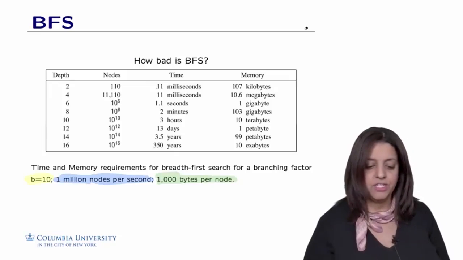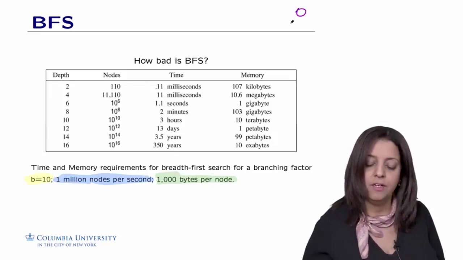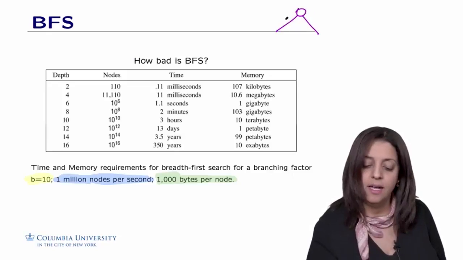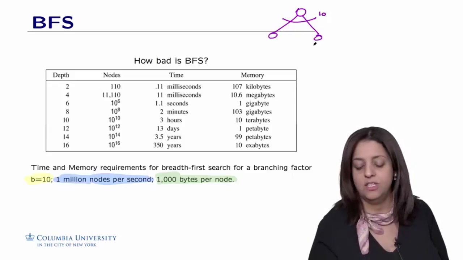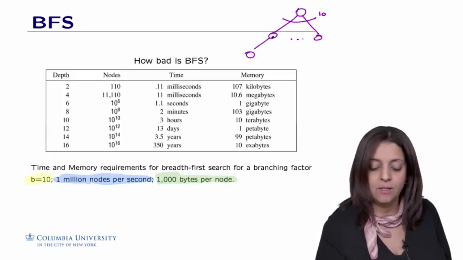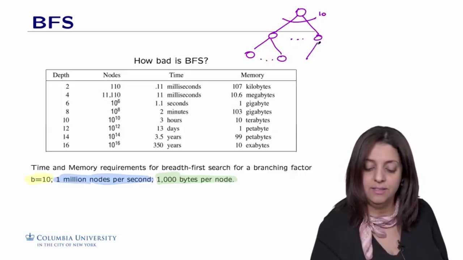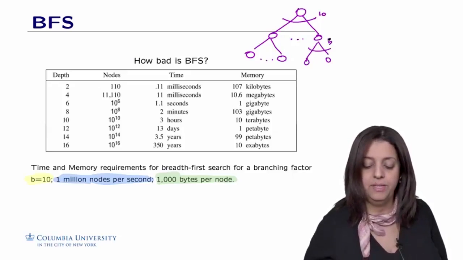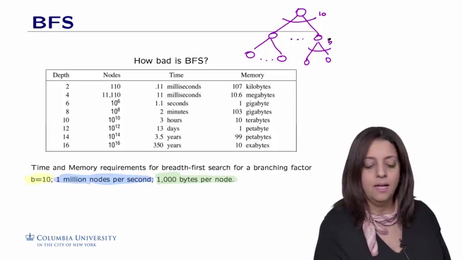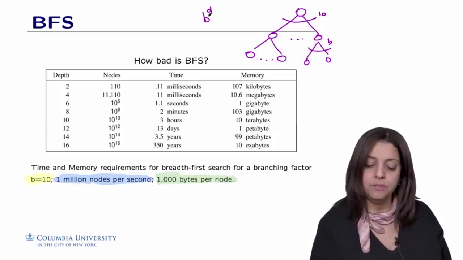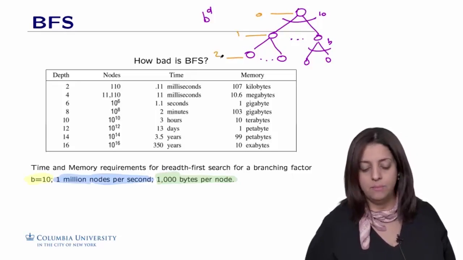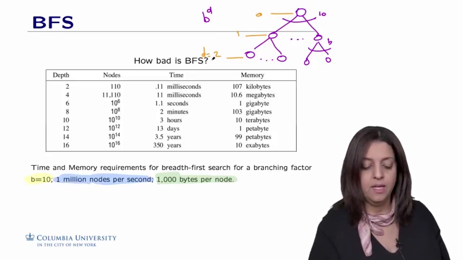So for this specific configuration, we have a root that is branching to 10 possible nodes, so it has 10 children, right? Each child also has a maximum of 10 children. So that's the same branching factor, that's also B. So remember, the complexity is B to the D in terms of number of nodes. So this is level 0, level 1, level 2. And remember that D is the depth.